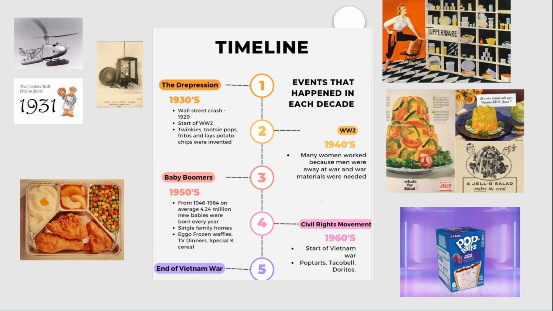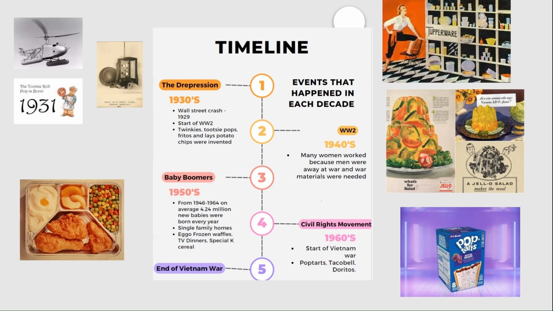In the 1940s, while many men were serving in the war, a significant number of women entered the workforce, and that impacted meal dynamics and food choices. In the 1950s, the post-war period, we saw an increase in the number of babies being born yearly, and that led to changes in family structures and meal preparation. Convenience foods also started gaining popularity, like Eggo frozen waffles, TV dinners, and Special K cereal, which became household staples, reflecting a growing demand for convenient meal options.